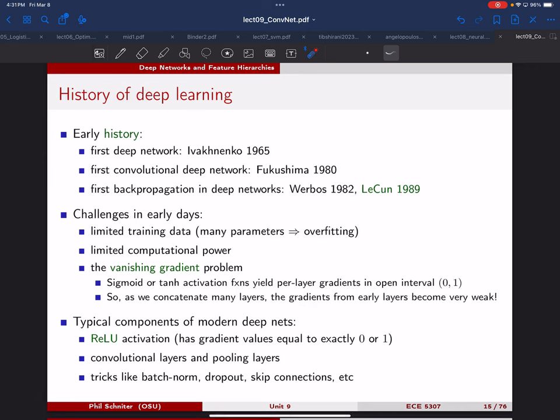So just a little bit of history. The first deep network was from the mid-60s. The first convolutional deep network is from 1980. And backpropagation, which we learned about, that procedure was developed in the 80s. In the early days of doing this, as we know, if you have limited training data and you want to have many parameters, that's a problem because you'll overfit. They also had limited computational power. And there was another problem that was tackled, I think, for the first time in AlexNet, called the vanishing gradient.